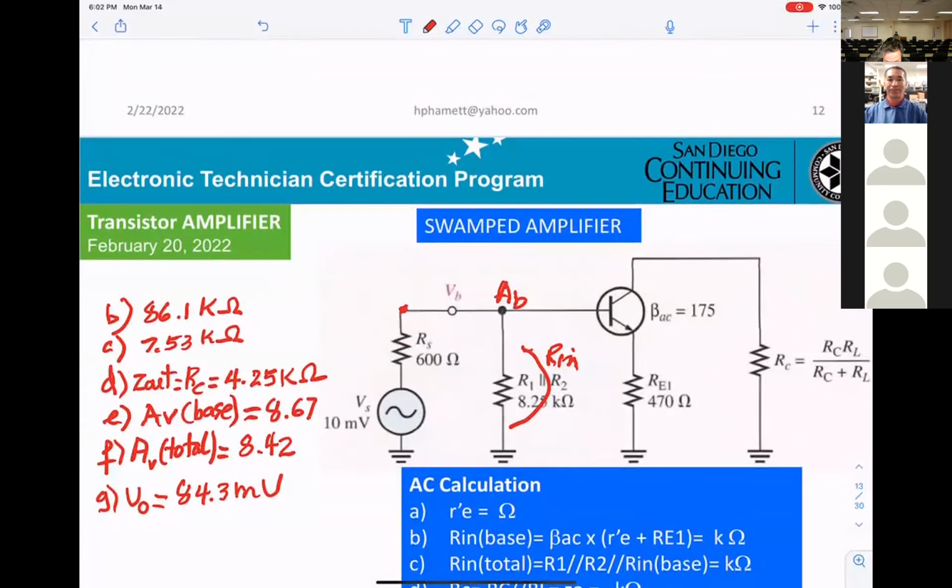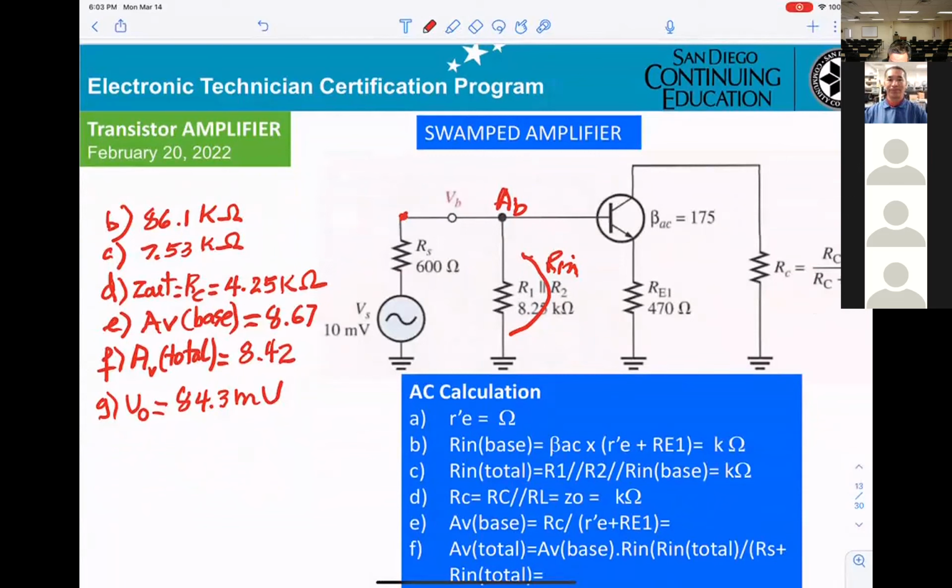We already calculated the R in total. R in total includes R1 parallel, R2 parallel, and R in base. So now you can get a resistor here.